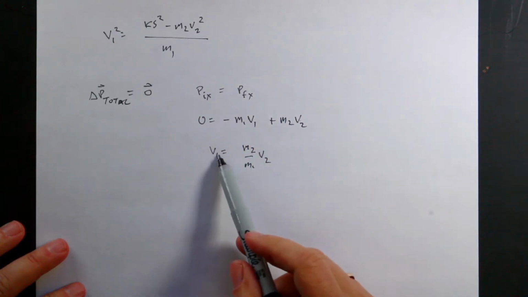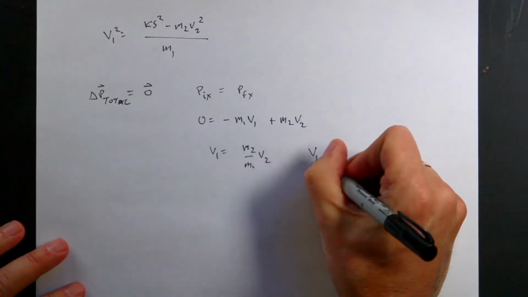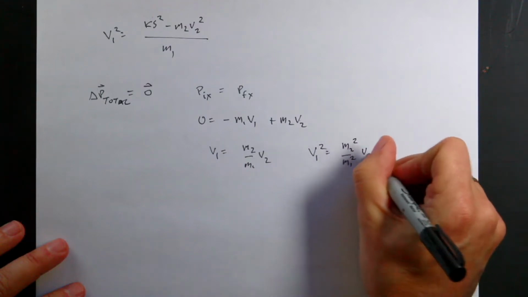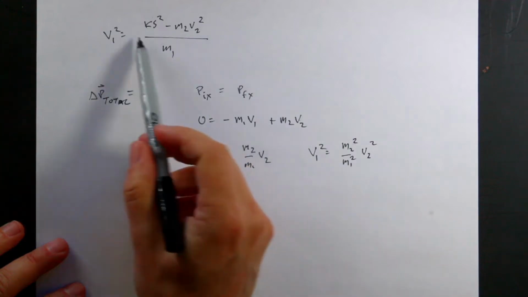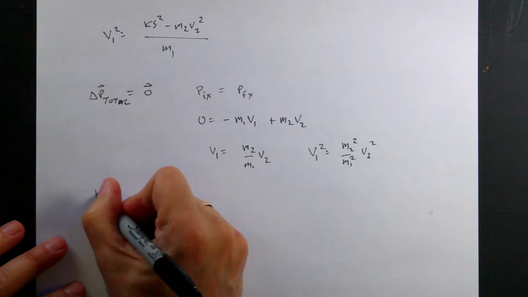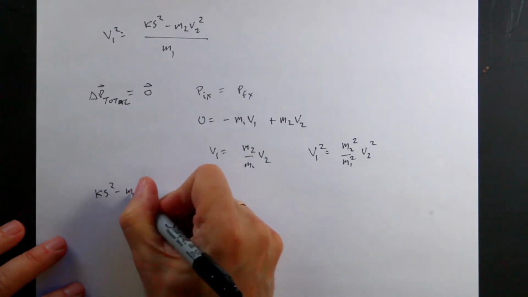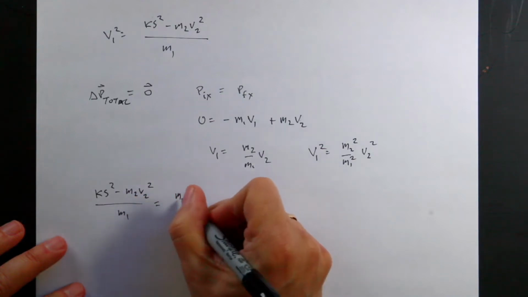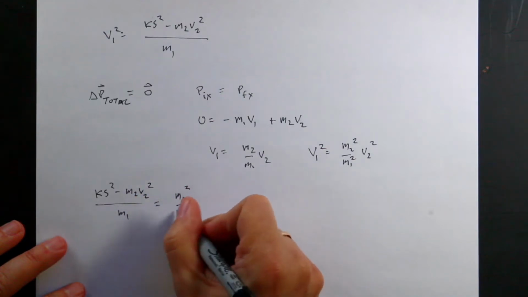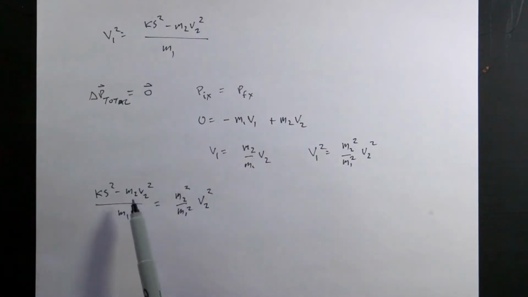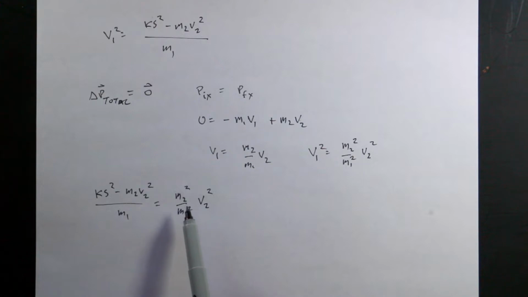Now I already know an expression for v1 squared, so I'm actually just going to square both sides of this equation. So I get v1 squared equals m2 squared over m1 squared times v2 squared, and then my expression for v1 squared up here, I can put in. So I get (ks squared minus m2 v2 squared) over m1 equals m2 squared over m1 squared times v2 squared. So now I don't have v1s anymore. I can just solve this for v2.